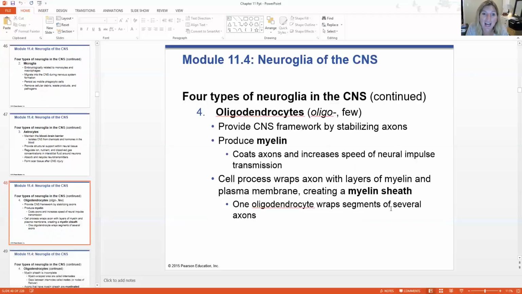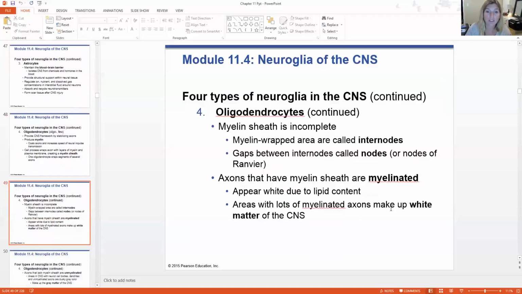Oligodendrocytes are the last remaining neuroglial cell in the central nervous system. They provide a framework by stabilizing our axons. They also produce something called myelin. Myelin is basically a little, I think of it as bubble wrap going around the outside of our axons, protecting, insulating them, and speeding up the propagation of action potentials, which we'll get to later. They create something called a myelin sheath.